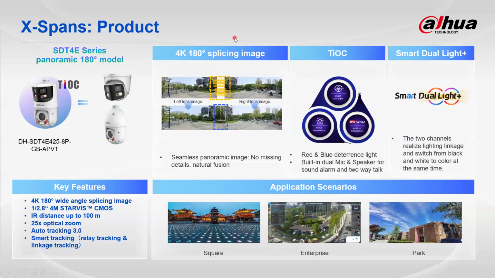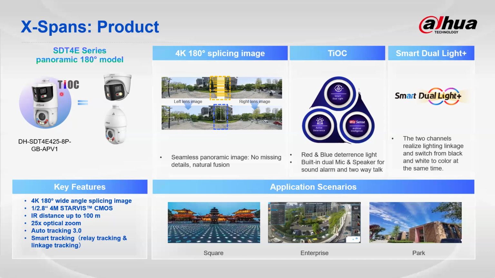Then for the SD4E series, that gives again a panoramic image display of up to 180-degree model. We have the following. So we have the dual lens combined together with a PTZ at the bottom. So in this case, this creates us an SGT3 for 25 times optical zoom time and 8P GBA PV1 series. So in this case, this is a one high-end product that supports to give you better viewing of those particular environments that you are doing the monitoring on.